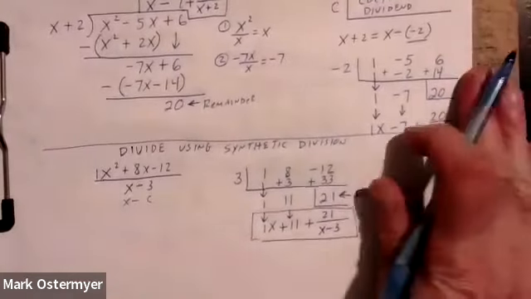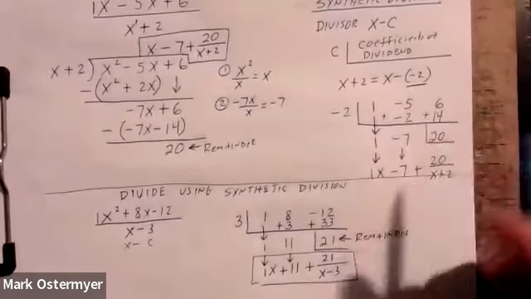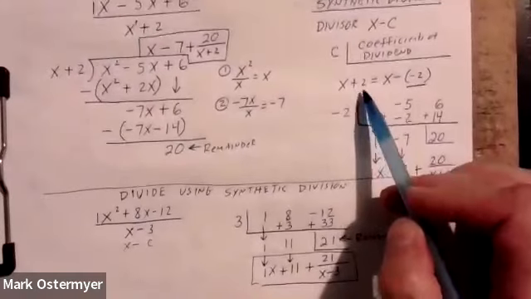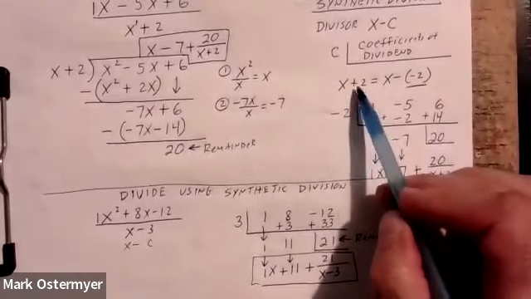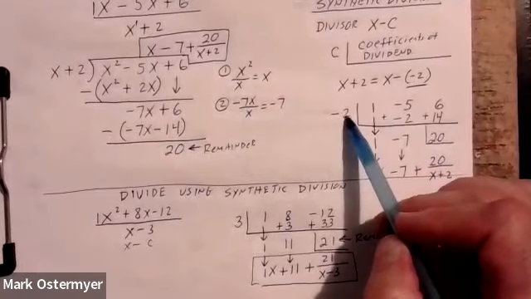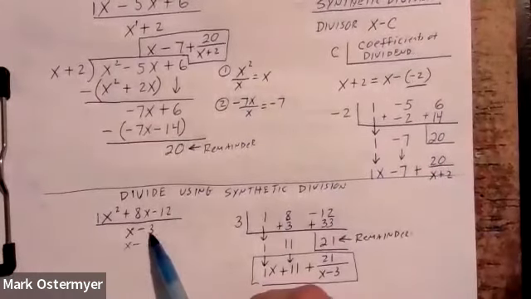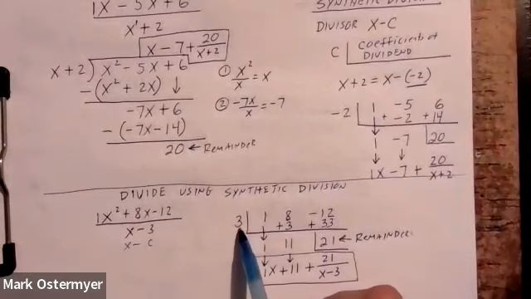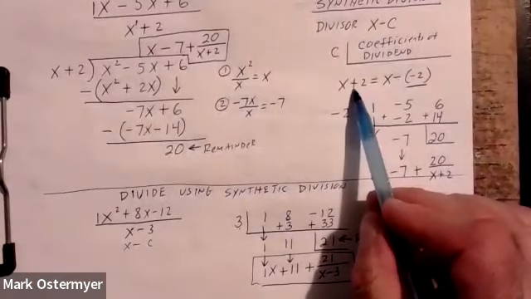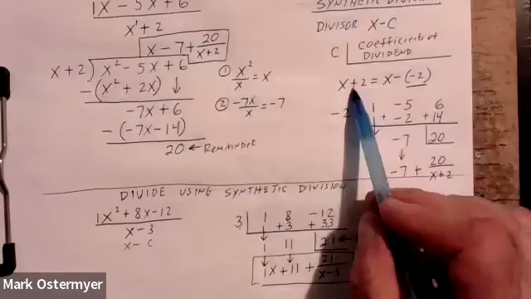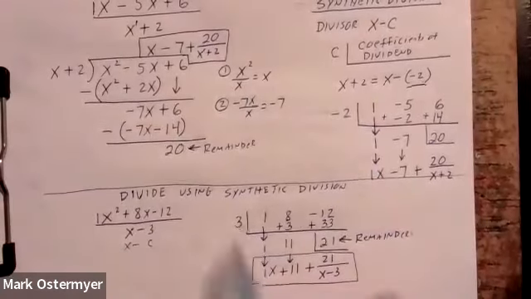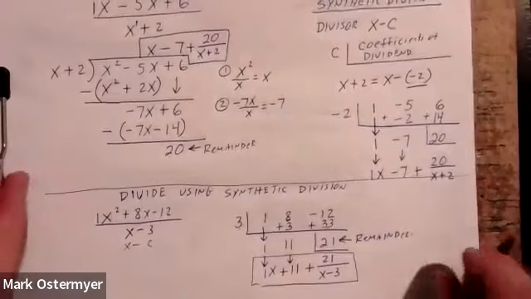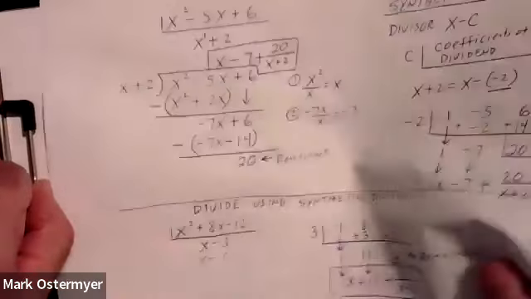Notice with synthetic division, if you have a plus here, you divide the negative in. So plus 2, we divided negative 2 in. Minus 3, we divided positive 3 in. So we always divide the opposite of what this sign is. If this is a plus, you divide the negative in. If this is a minus, you divide the positive in. Synthetic division. Let's try another one here.